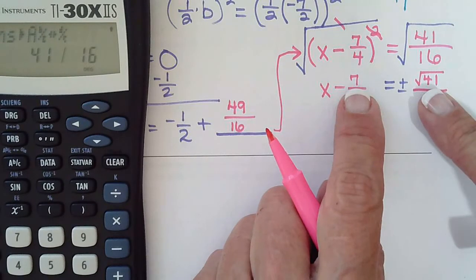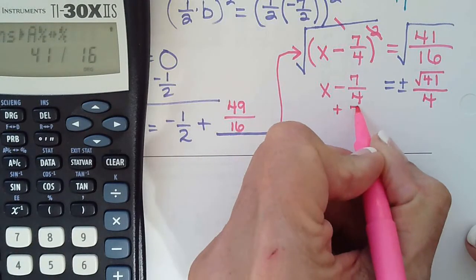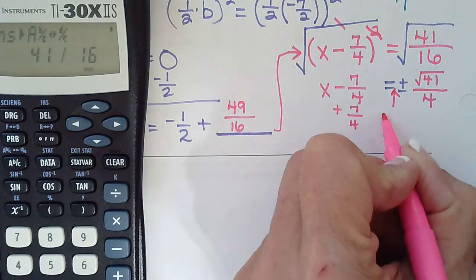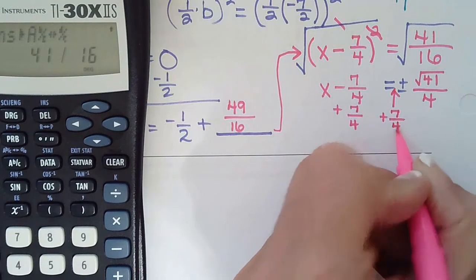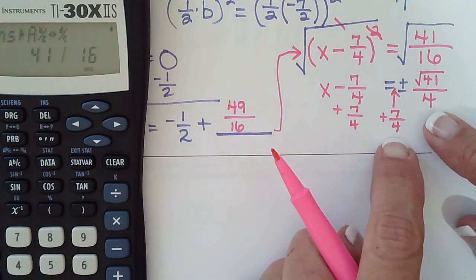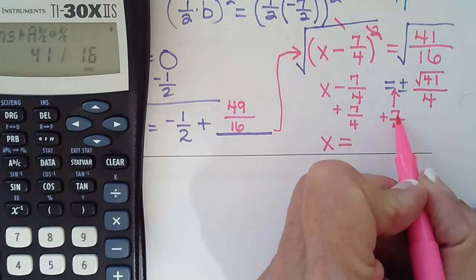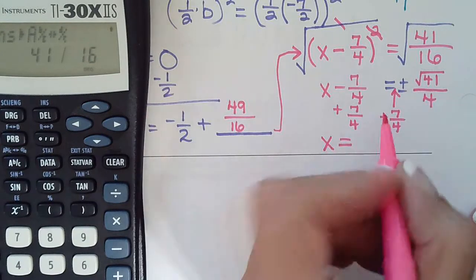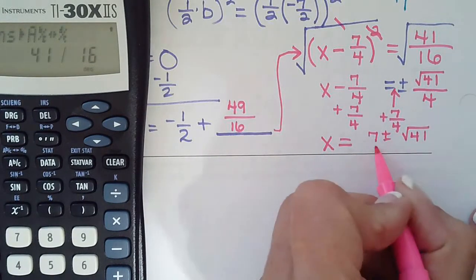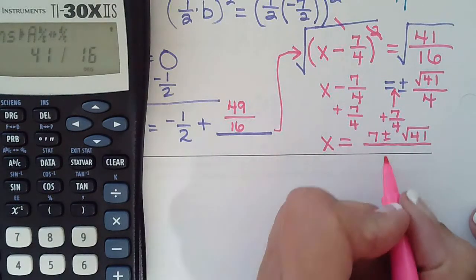Again, not like terms. I can't add a 7 with a radical 41. So I'm going to do the same thing we did on the two previous problems. I'm going to bump it right up there in front of the plus or minus signs. Now, common denominator once again. So now we can write it as one fraction. So it would be 7 plus or minus radical 41, all over 4. See how they have a common denominator 4?